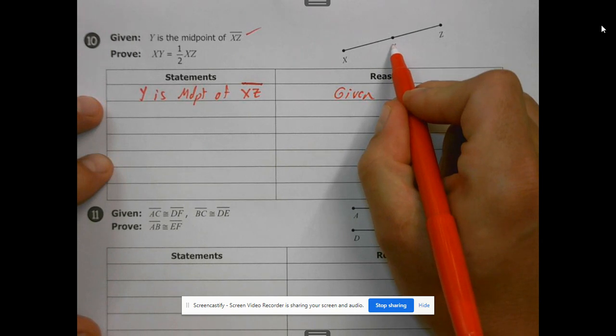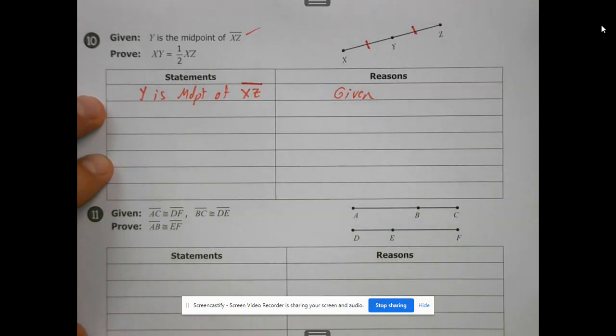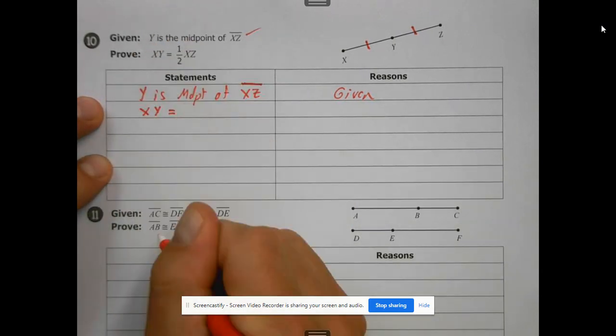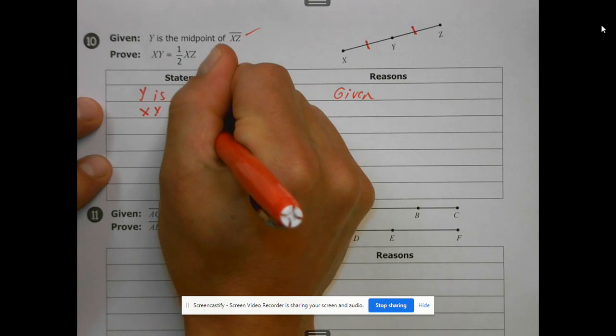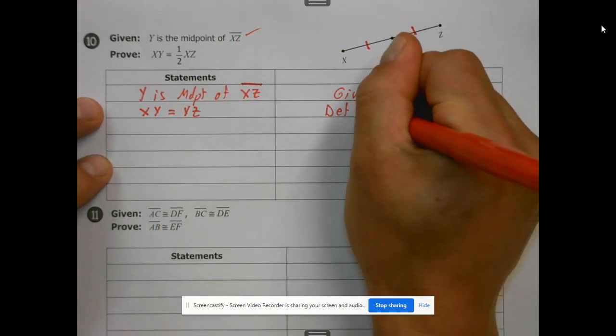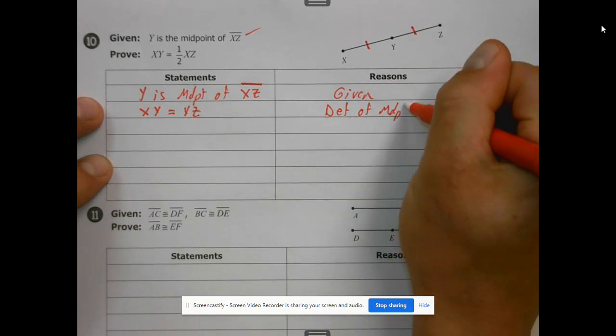Now let's talk more about that. If Y is a midpoint of XZ, then I know that this piece is equal to that piece, and now we say that. XY is equal to YZ. Reason, definition of midpoints. Right there was a word right there. That's your clue.